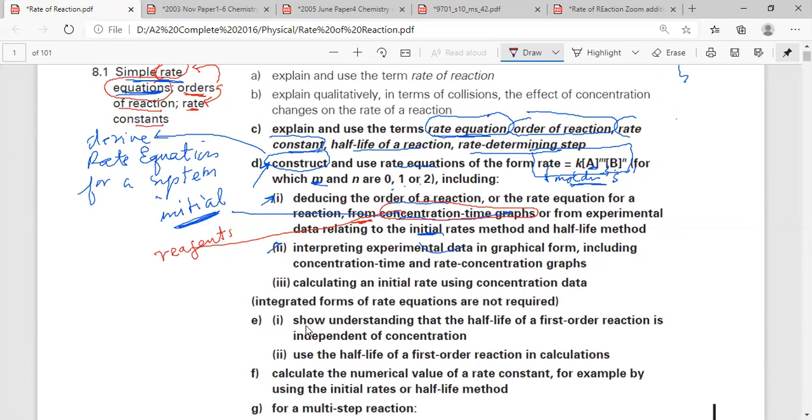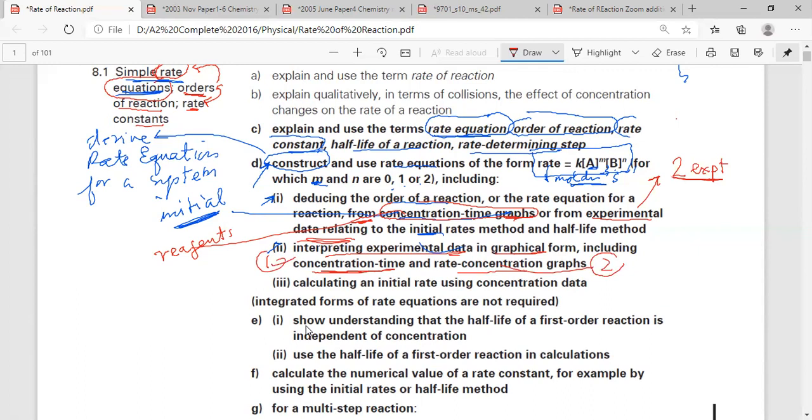The first one, from experimental data. You must do experiment. There are two experiments that you will talk about, and these two kinds of experiments are asked in your Paper 5. So, interpreting experimental data in graphical form. Graphs are very important now. There are two types of graph here: concentration time graph and of course rate and concentration graph. Two kinds of graph, one and two. We'll do these two, hopefully. We can't do it today, we only do one way today.